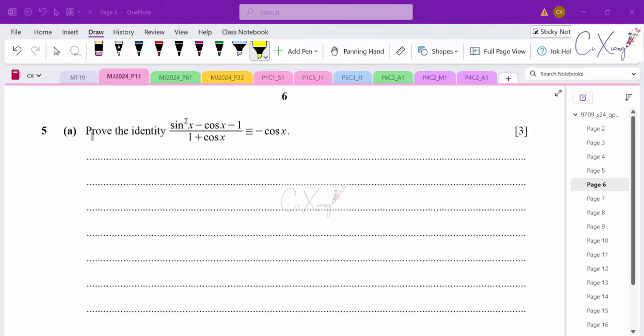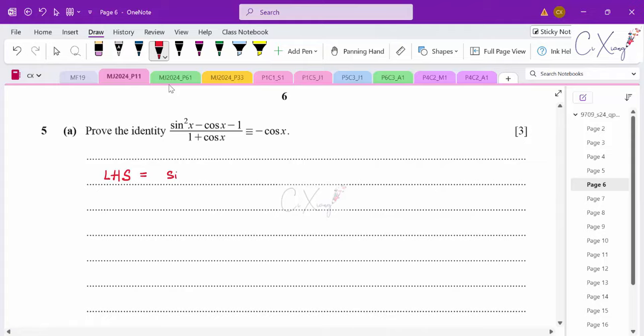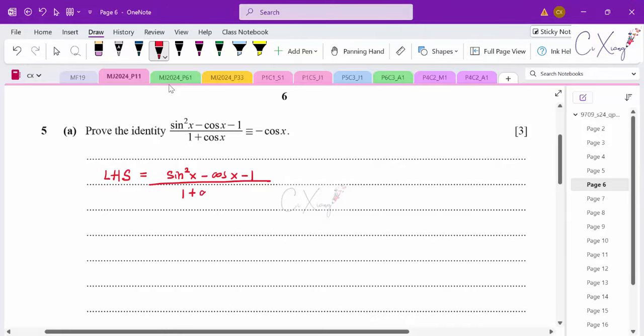Okay, so question number 5. They want us to prove this identity. I think it's quite obvious: we have to start from the left hand side first, because the left hand side looks much more complicated. For the left hand side, I have sine square x minus cos x minus 1, then divided by 1 plus cos x.